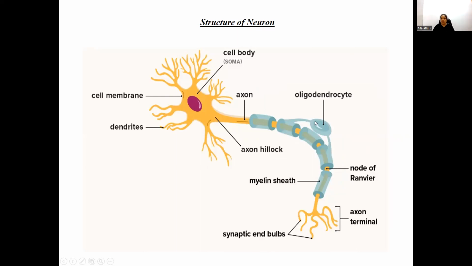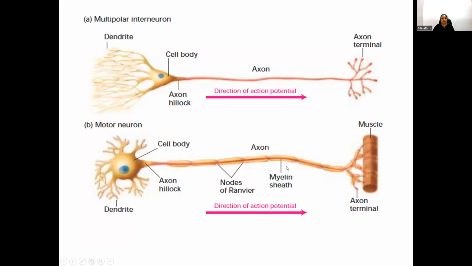Axon has myelin sheath, and the myelin sheath will be produced either by oligodendrocytes or by the Schwann cell. And nodes of Ranvier will increase the speed of the action potential which is propagated by the particular neuronal cell. Between the cell body and the axon, we have the axon hillock region. This hillock region will summate the action potential received by the dendrites and propagate the resulting action potential downstream towards the axon terminal. The axon terminal has the axon end bulb, or synaptic end bulb, where the neurotransmitters are packed in vesicles and present.